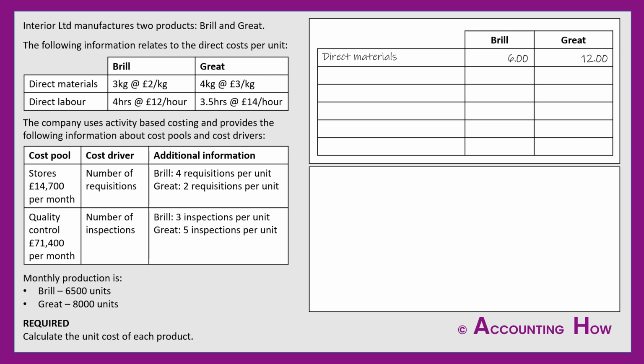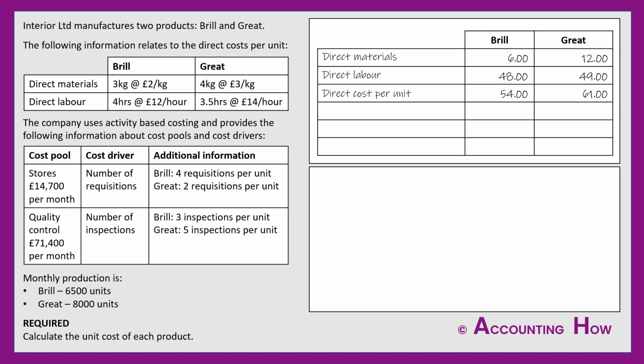Then I can do the same for direct labour. Brill takes 4 hours of direct labour time, and the workers are paid £12 per hour. So 4 12s, £48. And then to make 1 unit of Great, it's 3.5 hours of labour, it says, at £14 per hour, which is going to cost £49. And I can add those up, and that will give me the direct cost per unit. So 54 for Brill and 61 for Great.